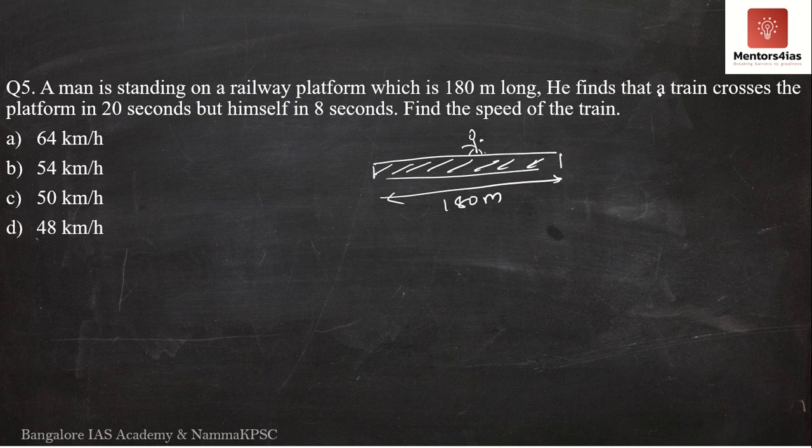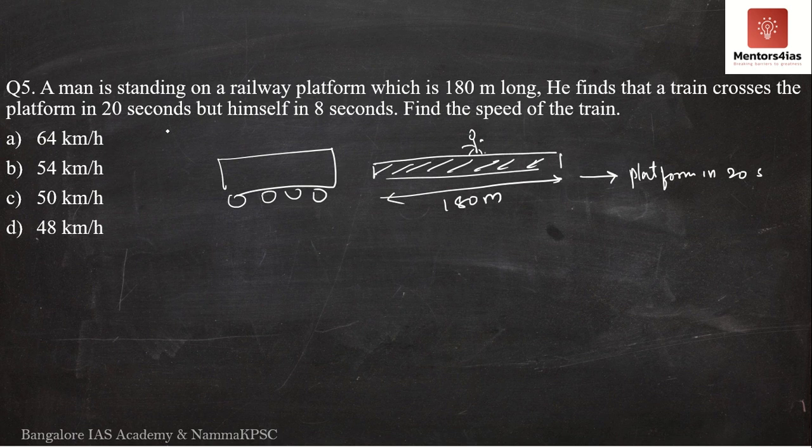He finds that a train crosses the platform. So, we have a train over here. Now, the train crosses the platform in 20 seconds. Find the speed of the train.